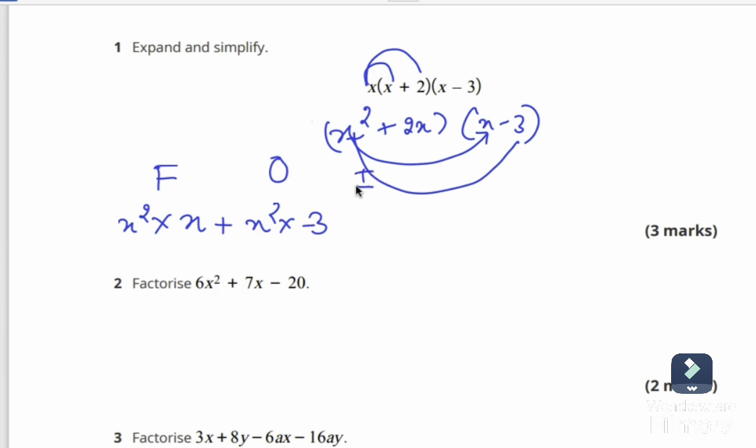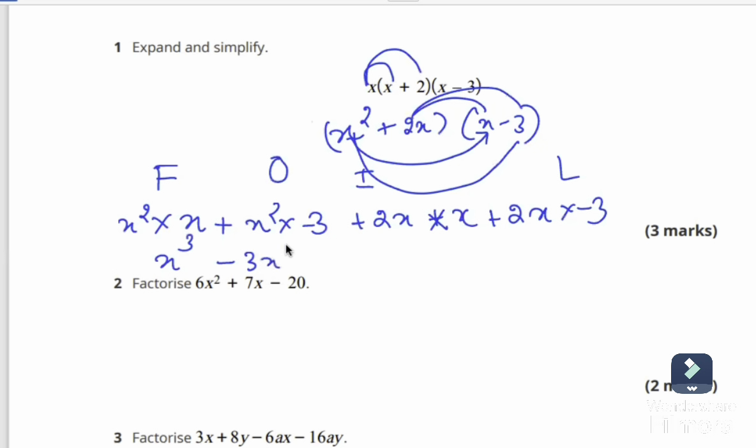Then multiply the inner terms, positive 2x into positive x. Now the last terms you have to multiply, so positive 2x into negative 3. We call this the FOIL method. Therefore, we get x cube minus 3x square plus 2x square, and plus into minus is minus, 2 times 3 is 6x. If you have any like terms, we can just simplify them.